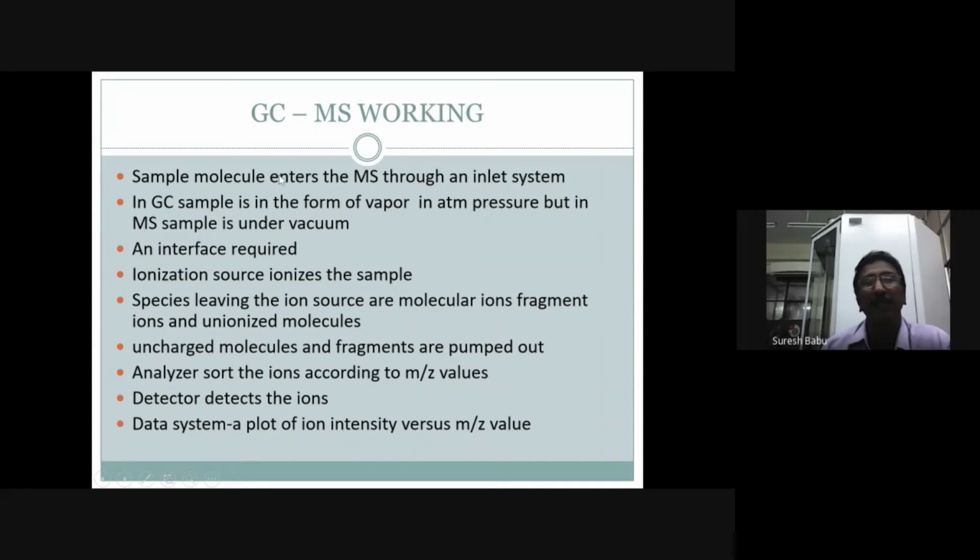So here the sample molecule enters the MS through an inlet system. In GC, the sample is in the form of vapor at atmospheric pressure. But MS needs a low pressure sample; that is, it actually works under vacuum. So here also an interface is needed. Then an ionization source is also needed.